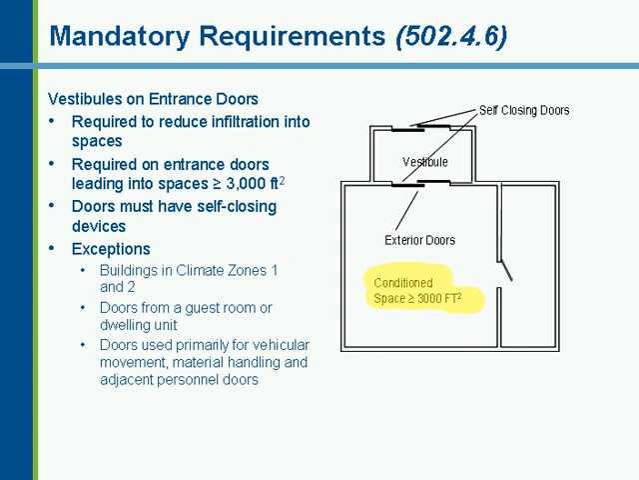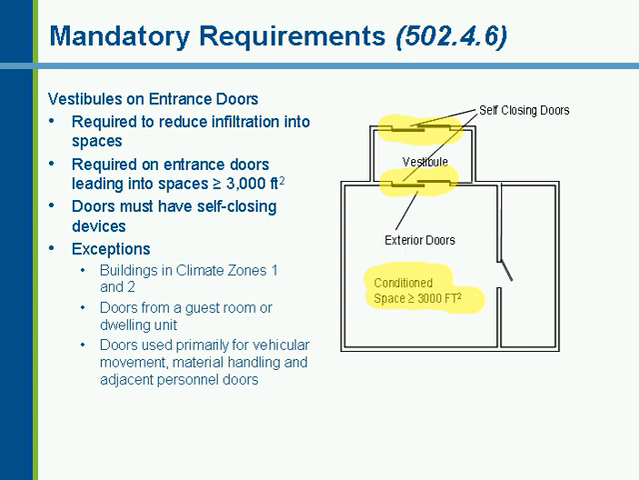The vestibule has to have self-closing doors going into and out of the vestibule. So we have self-closing doors here and self-closing doors going out of the vestibule. The doors have to be designed and the vestibule has to be deep enough so that the doors do not have to open and close at the same time to be able to pass through the vestibule. Otherwise, it defeats the purpose of creating an airlock.